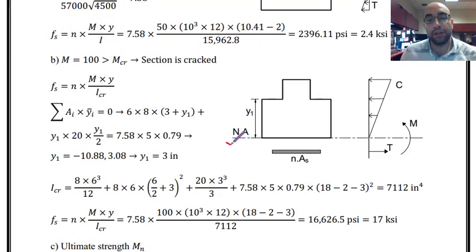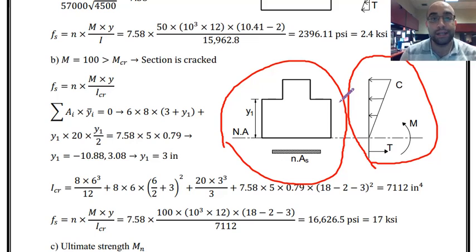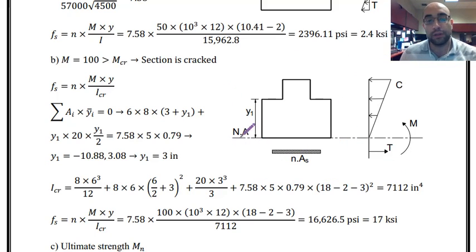As you can see over here, I'm considering the cracked section. This is the stress distribution, and this is important information that we need for solving the problem whenever the section is cracked. The first step is to calculate the properties of the cracked section, which means I have to find the neutral axis, the location of this line, and also calculate the moment of inertia of this cracked section.